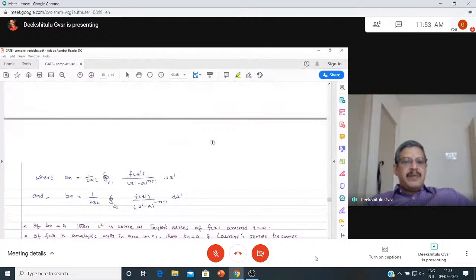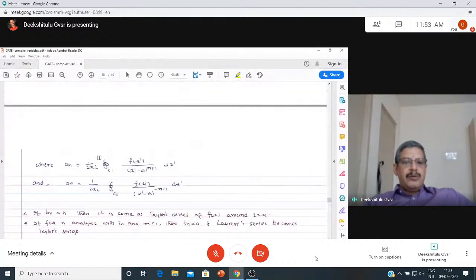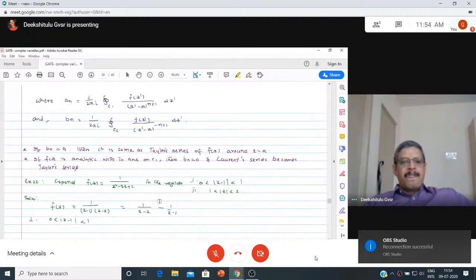Where a_n and b_n are given by 1 by 2 pi times the integral over C of f of s by s minus a power n plus 1, where s is some other variable, not a derivative, or f of w by w, over the contour C, which gives the Taylor series.